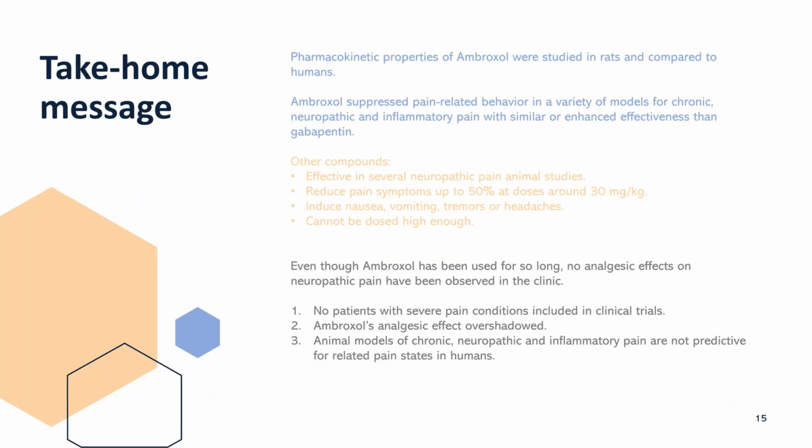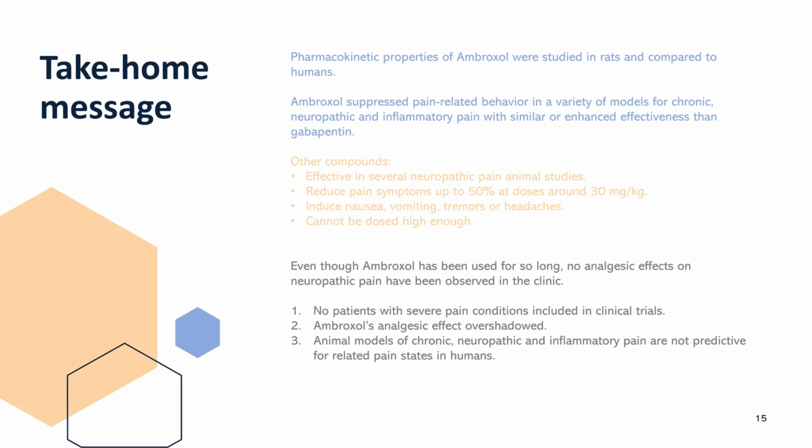After all the data dump, what we need to remember is that the pharmacokinetic properties of ambroxol were studied in rats and compared to humans. The animal data of this study demonstrates that ambroxol suppressed pain-related behavior at plasma levels in a variety of models for chronic, neuropathic, and inflammatory pain, with similar or enhanced effectiveness than gabapentin.